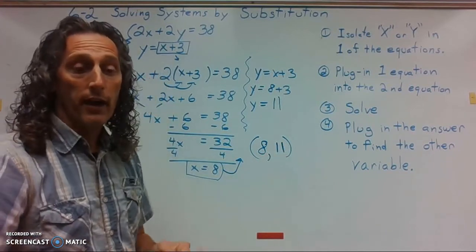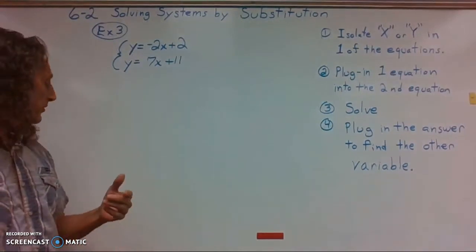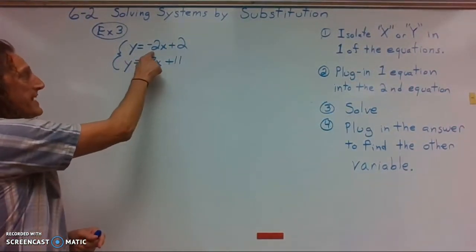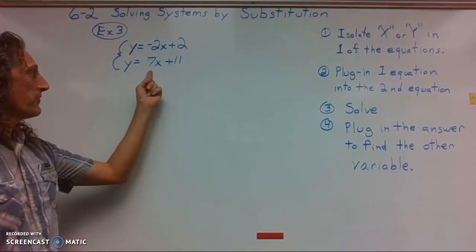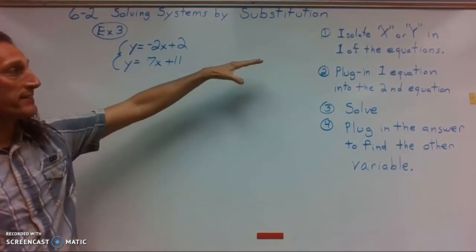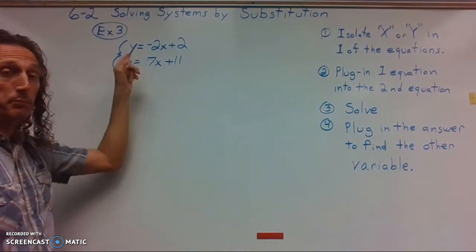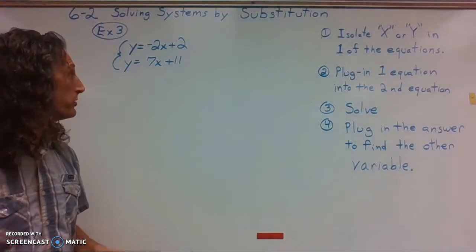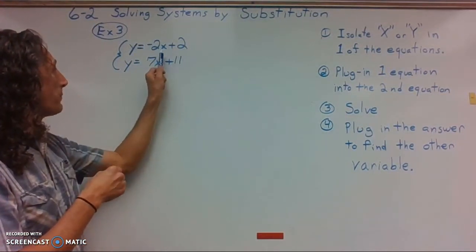All right. We'll do one more, and that will be it. All right, so here is our example 3. It says y equals negative 2x plus 2, and then y equals 7x plus 11. So again, step 1, isolate an x or a y. Well, look at this. Both of these have y's completely by themselves. So it doesn't matter which one we choose. I'm just going to choose the top one.